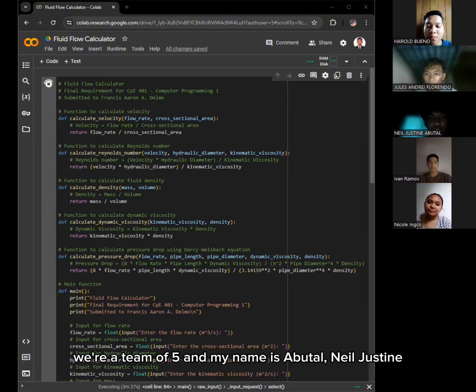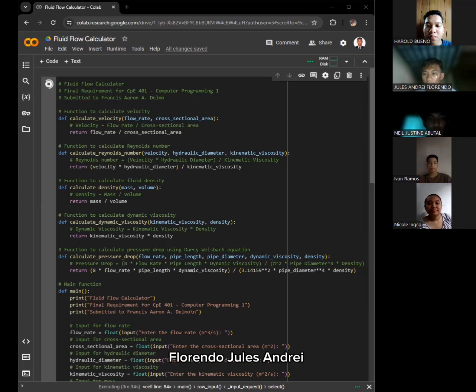We're a team of five and my name is Amadalil Justin. And joining me today are my colleagues Florendo Jules Andre, Ramos Jude Ivan, Princess Nicole Inco, and Harold Bueno. We will each be explaining different aspects of our project.